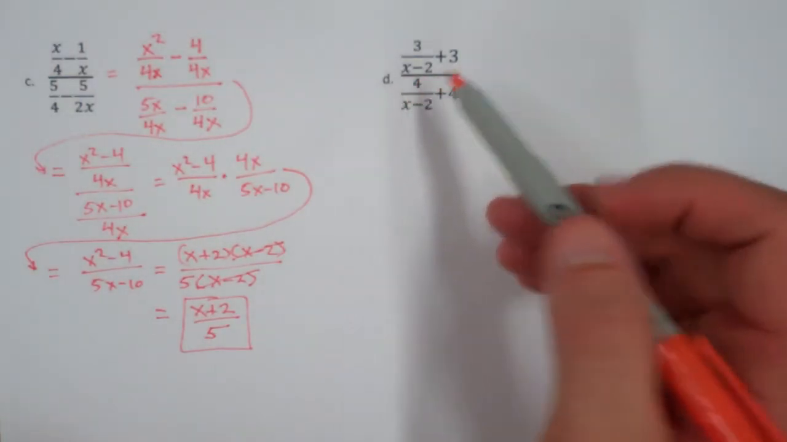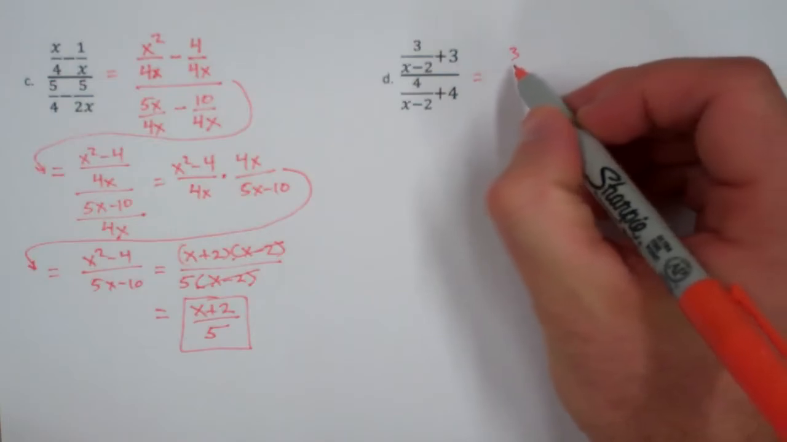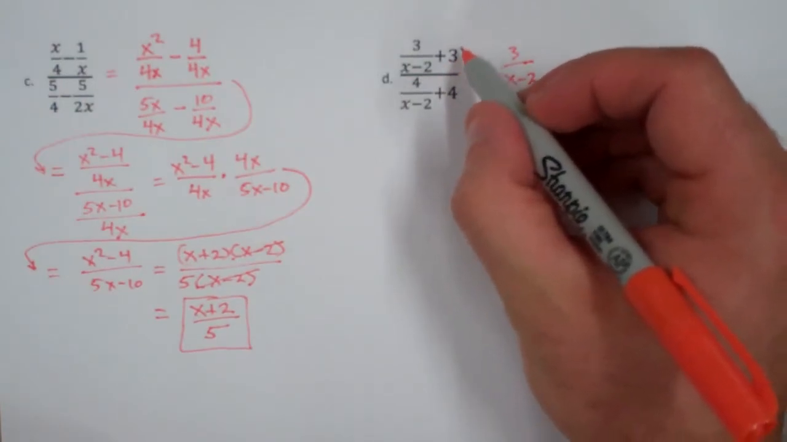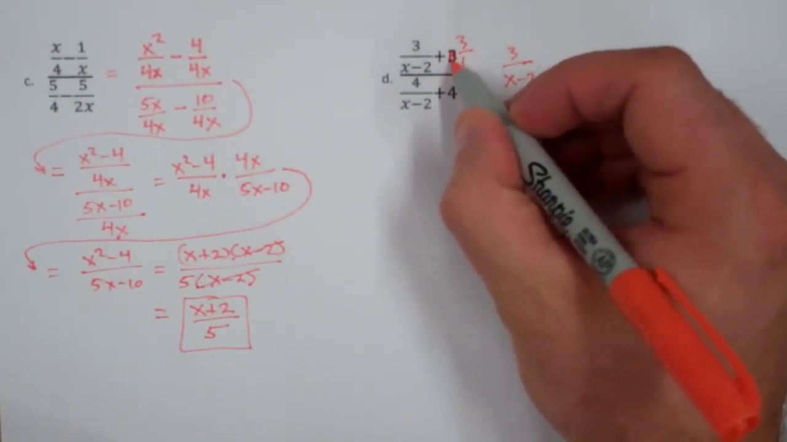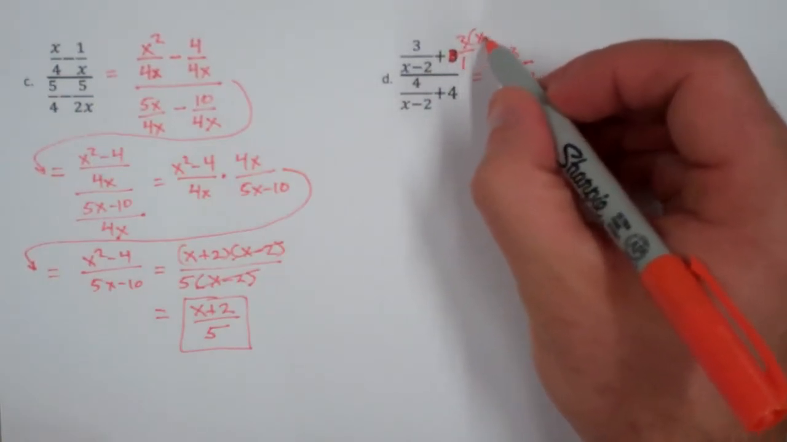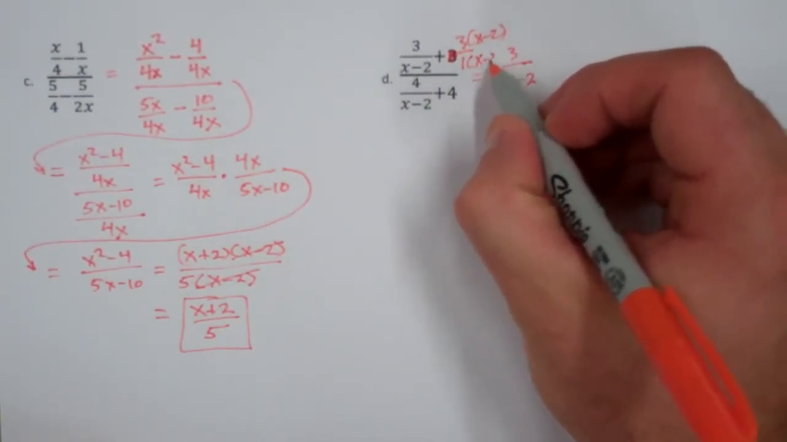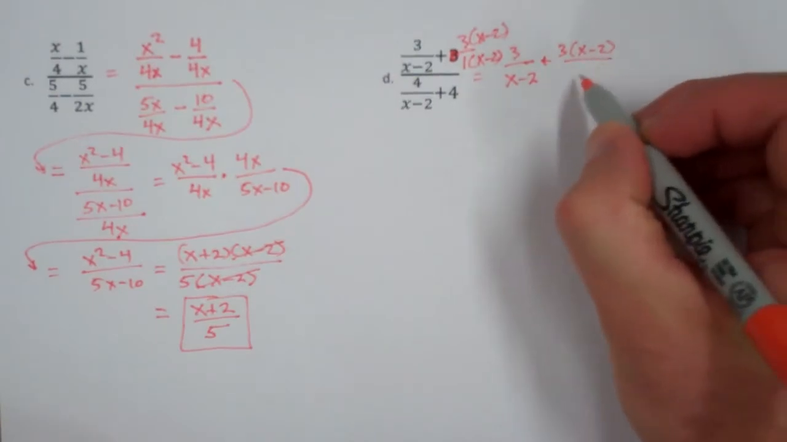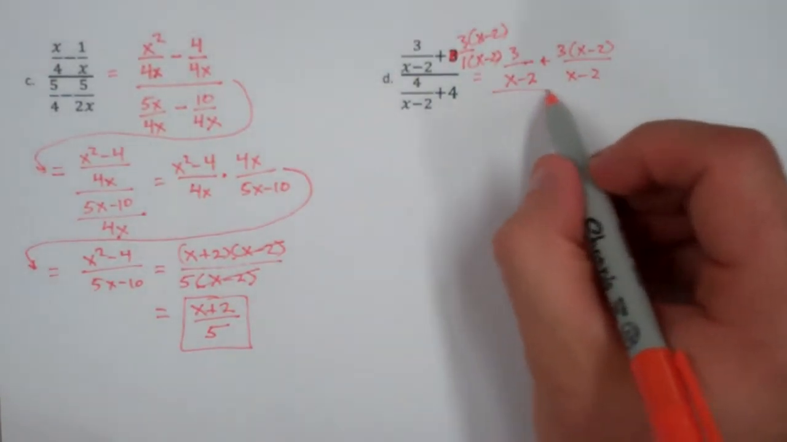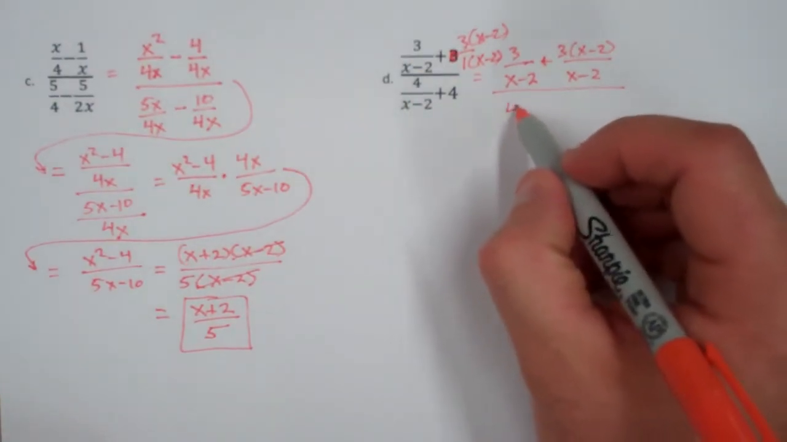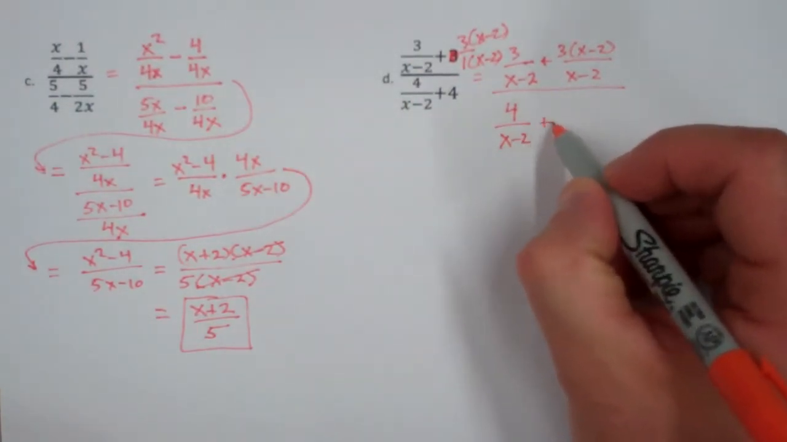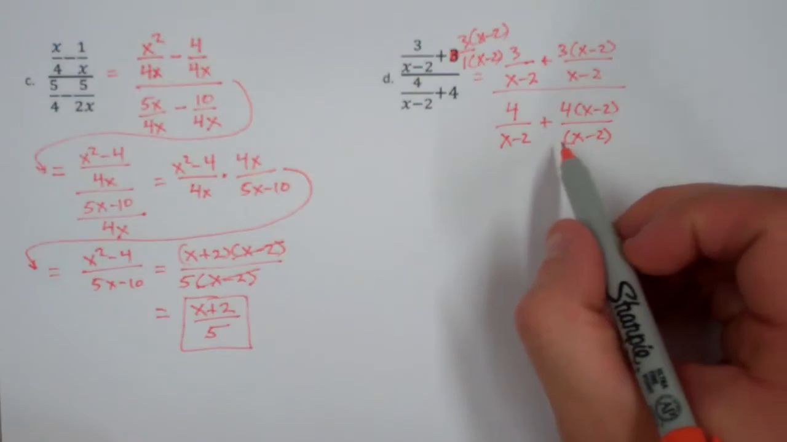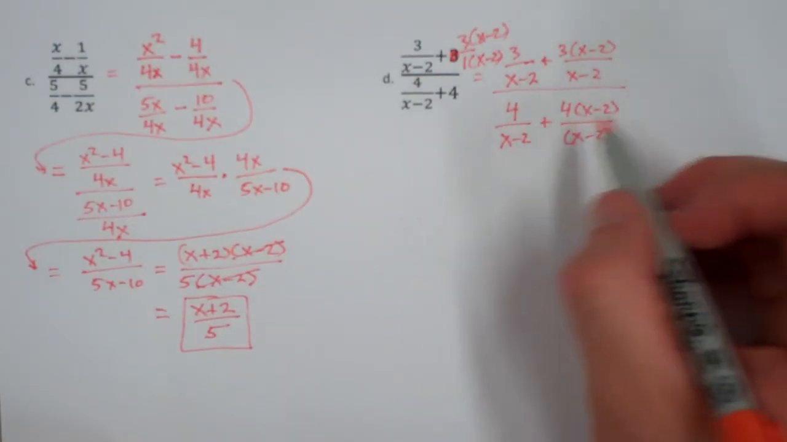To try this one on for size, we'll need to get a common denominator. So if it helps you, you can write 3 as just 3 over 1. And then we know we have to multiply the numerator by x minus 2 and the denominator by x minus 2. So that's going to turn into 3 times (x minus 2) over (x minus 2). That's the top part. Bottom part here, we've got 4 over x minus 2. Then we'll have a 4 times (x minus 2) over (x minus 2). Remember that we need to get common denominators to be able to add these things together.